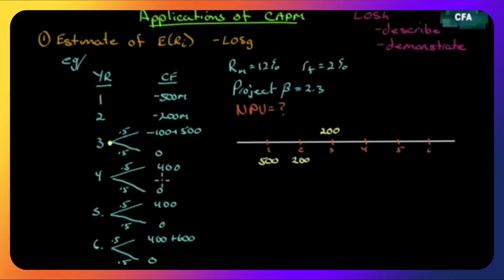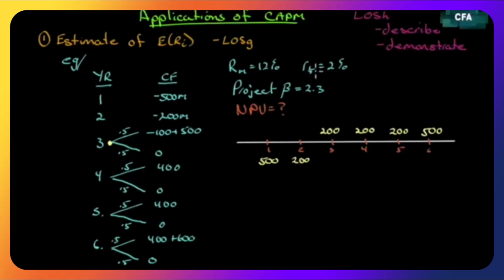And finally, we have 1,000 on the top, which is in millions, so it's a billion. And 0 on the bottom, that would be an inflow of 500 million. These are all in millions, so I'm just not going to put all the zeros in. So now we have to discount this back to today to figure out the net present value of the project. Well, we need a required rate of return. Well, we got a project beta. We got a market rate of return and a risk-free rate of return. We have everything we need to calculate the required return. So let's go ahead and do that.